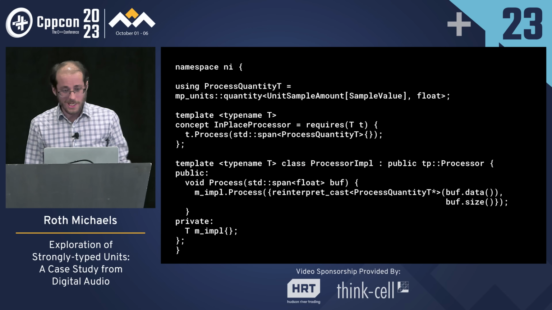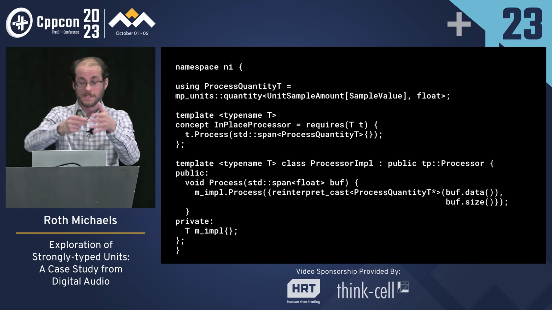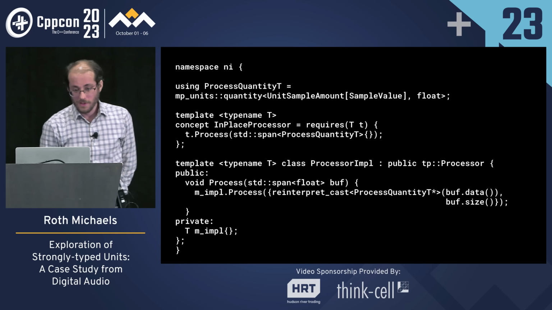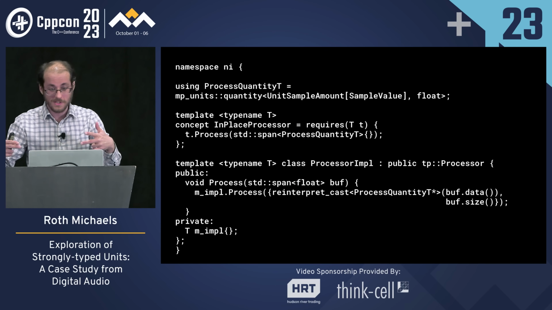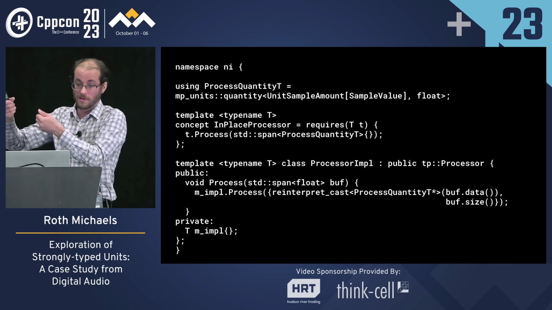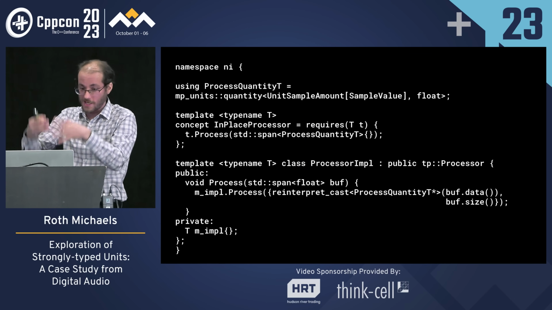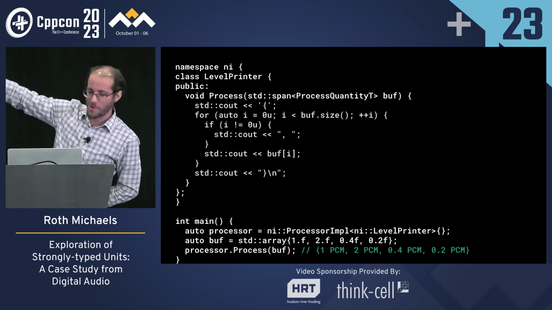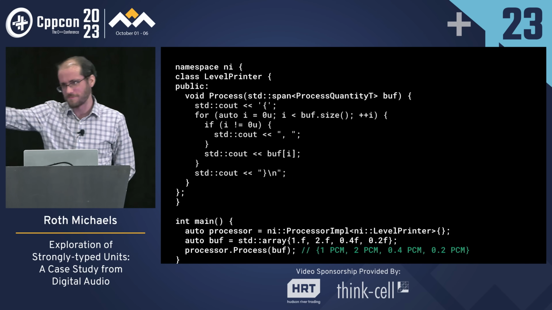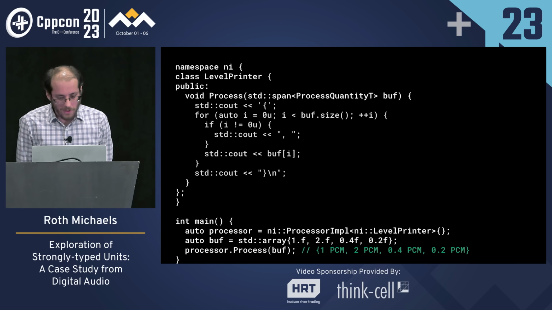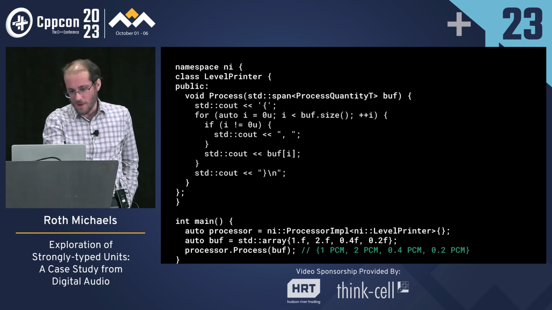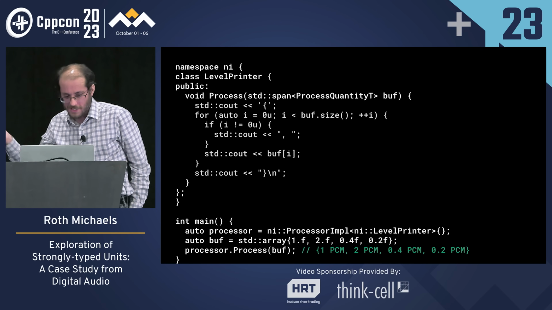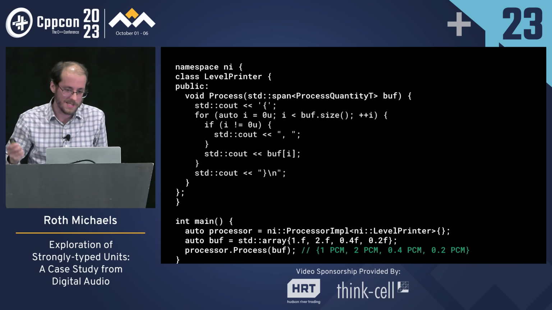I have a concept that my client code should have a process function that takes a span of these unit sample amounts. And then I have this implementation of a third-party processor called ProcessorImpl that is going to take its span of floats and reinterpret cast them to the structural type that is a float with our unit type. Now for the client code, don't pay attention to this silly printer class, exactly what it does, and don't ask me why I'm not using std::format there. But you'll see in the main down below, I create a processor out of this level printer, and so now my client code above doesn't deal with raw floats but deals with the units, and when I print this out, it prints the floats I put in as PCM because they're PCM in the client code.